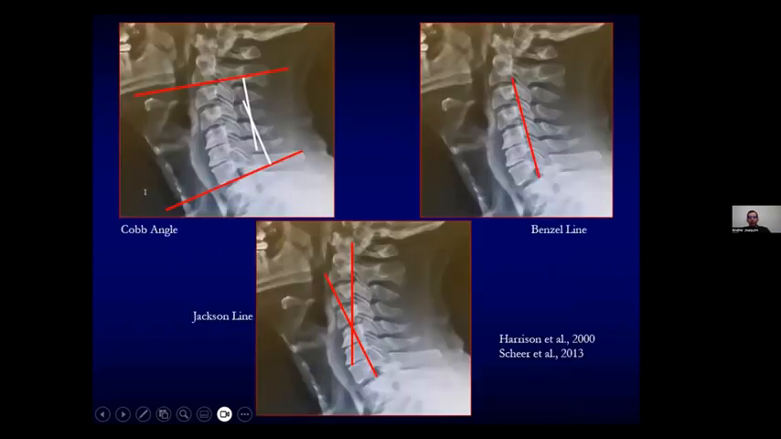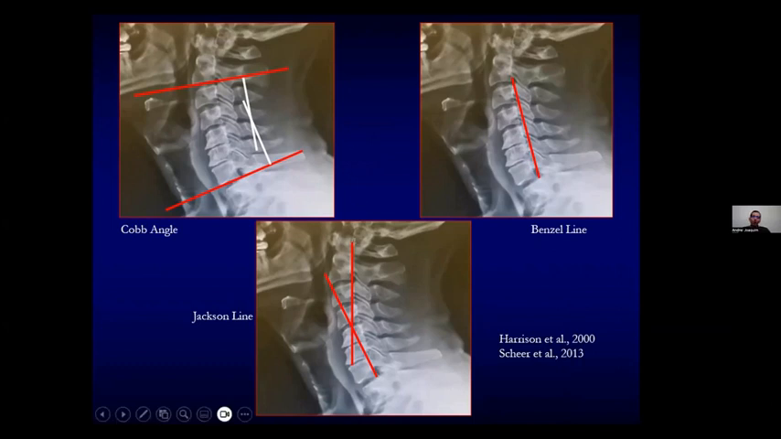And there are many forms to measure the cervical lordosis. The most used for sure is the Cobb angle between the inferior end plate of C2 and the upper end plate of C7. The Borden line is very interesting because you draw a line from the posterior inferior aspect of C2 to the posterior inferior aspect of C7, and no other vertebrae can cross this line. It's not a measure, but it indicates if the spine is straight or not. And the Jackson line is also used in some studies and papers.